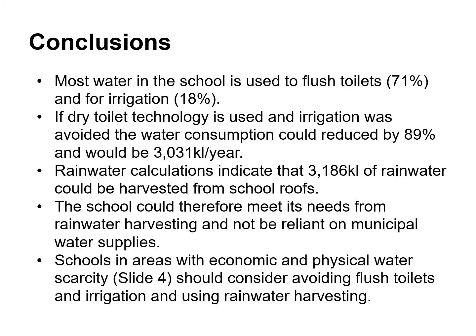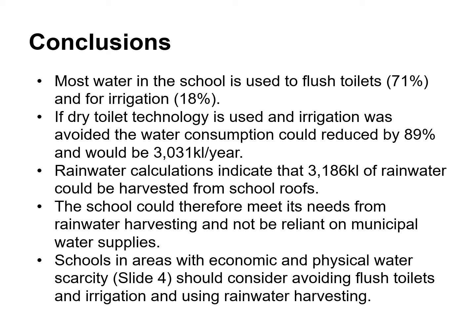So coming to the conclusions of the study, most water in this particular case study school in Pretoria is used to flush toilets, about 71%, or for irrigation, which is about 18%. If a dry toilet technology is used and irrigation is avoided, water consumption could be reduced by about 90% and would be about 3,031 kiloliters per year. The rainwater calculations that were done show that about 3,186 kiloliters of rainwater could be harvested.